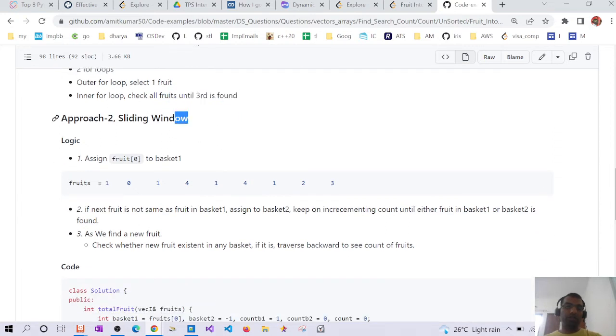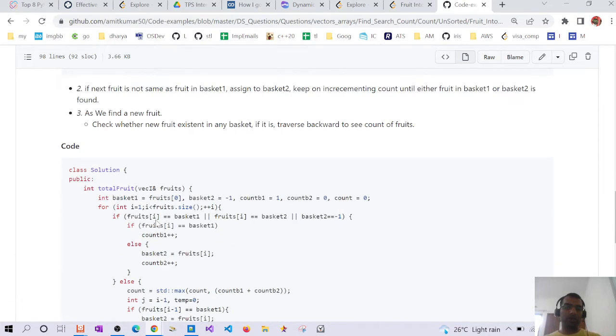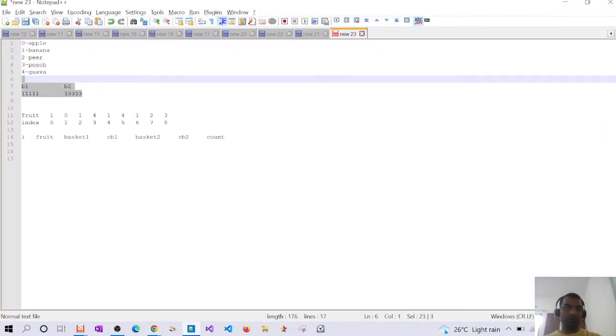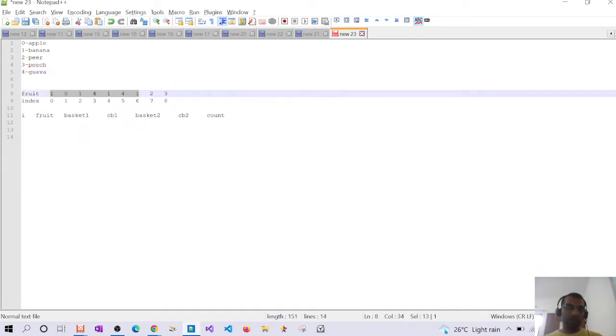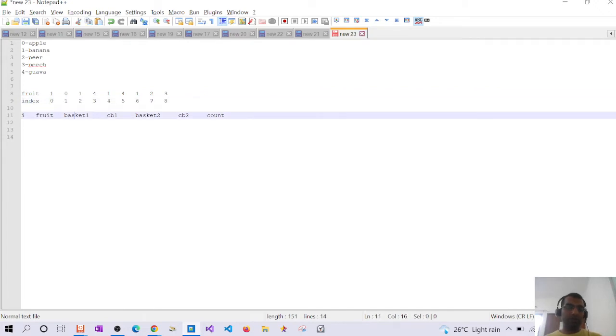The other approach will be the sliding window approach, whose time complexity would be O(n). So I'll just explain the time complexity here as well, but let's see how this sliding window approach works. So let me take the example of this one here. So we have the fruits here and we have the indexes here. So we'll be taking two baskets, basket 1 and basket 2, and we'll be taking the count inside the baskets, that is CB1 and CB2. And this is the count, which is the count of the total number of fruits in both the baskets. So this will be what we'll be returning as answer.